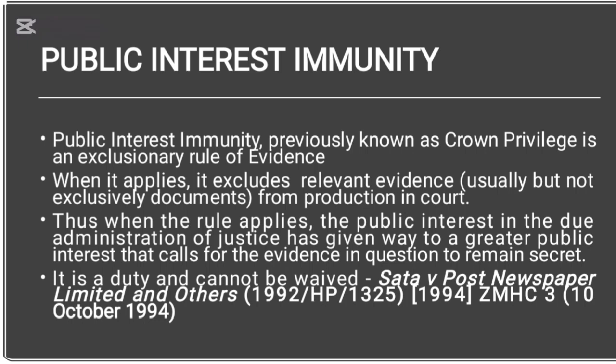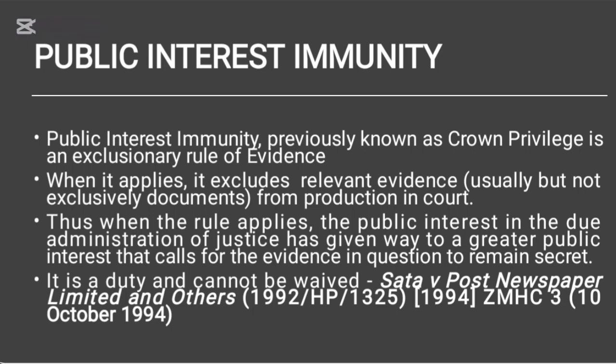Under this principle, the court balances two compelling interests: first, the need for justice, by ensuring fairness in legal proceedings by providing access to all relevant evidence, and second, the public interest in confidentiality, that is, protecting national security, sensitive government operations, or the safety of individuals. So the court decides whether the harm from disclosure outweighs the need for transparency in the case, as was seen in the case of Michael Sata versus Sports Newspapers and others.